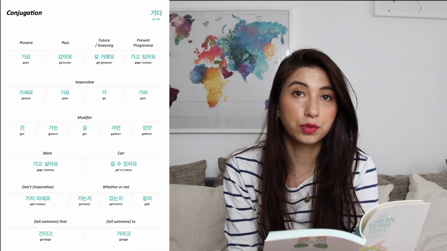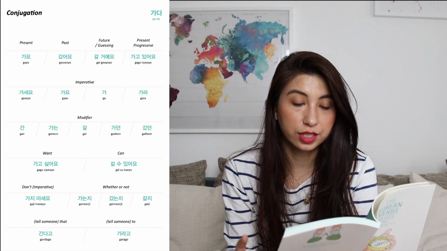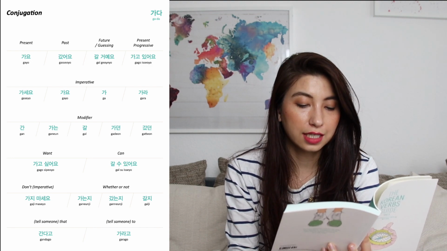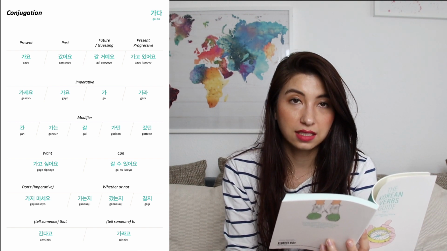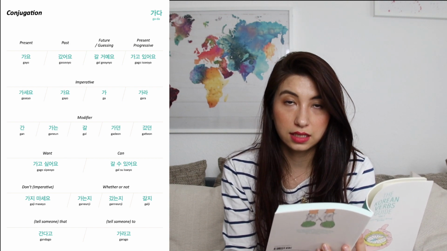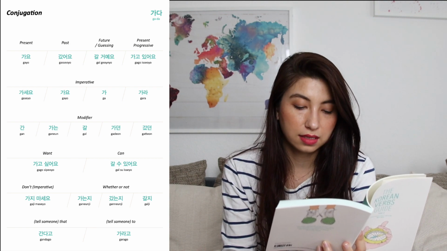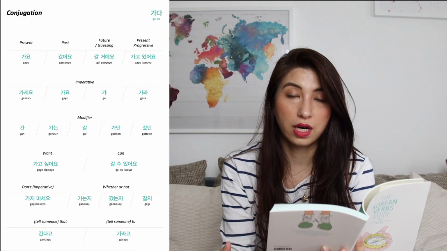Then it's not written here, but you also have can't, which will be 갈 수 없어요. Then you have don't in imperative, but in 존댓말, 가지 마세요. Then you have the different version of whether or not, 가는지 in the present, 갔는지 in the past, and 갈지 in the future. Tell someone that, 간다고. That's when you are quoting what somebody said. Tell someone to, 가라고.